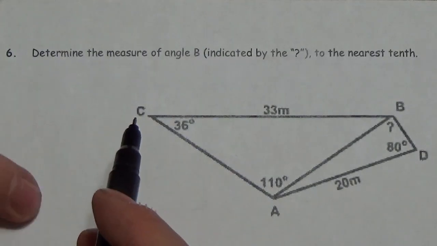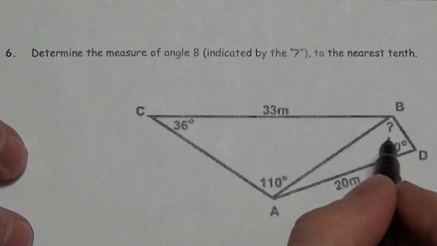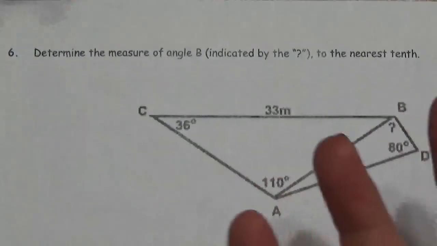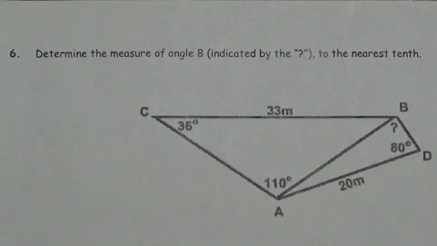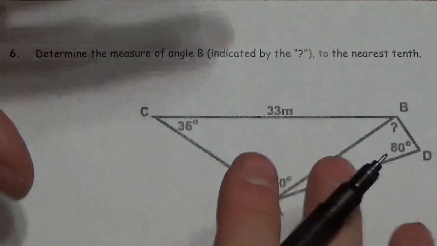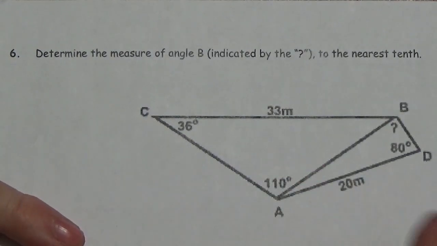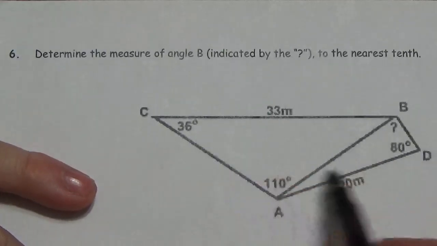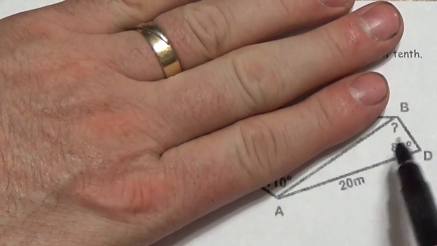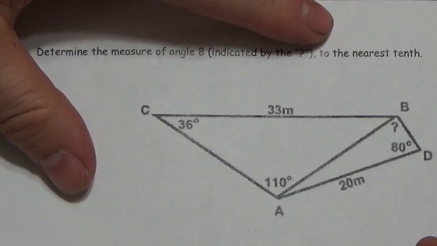Okay, so in this question, we're being asked to determine the measure of angle B, with the question mark. So we're looking for this angle right here to the nearest tenth. I just mentioned that we normally find angles to the nearest degree, but in this case they are asking for the nearest tenth. So I'm going to leave stuff in my calculator as much as I can. Now, I've got two triangles here. This is the triangle that I'm really interested in, but I only have two bits of information here. I don't have enough, so I need to get at least one more bit of information.